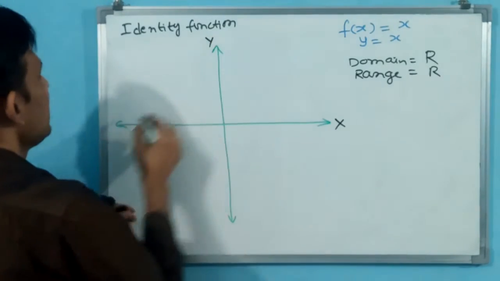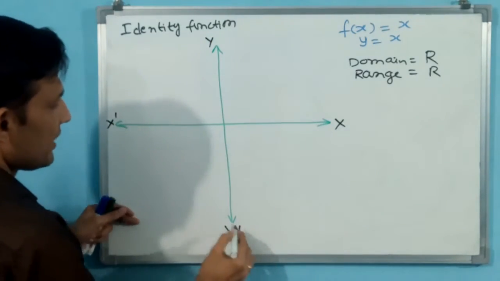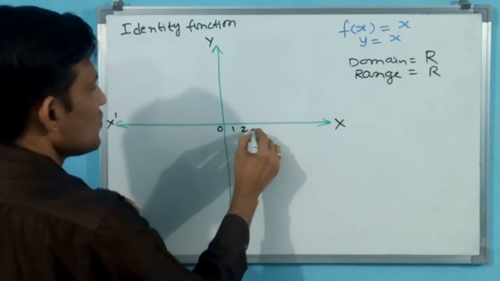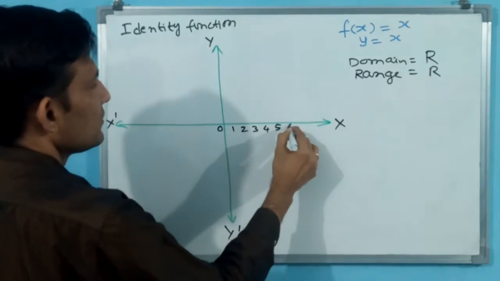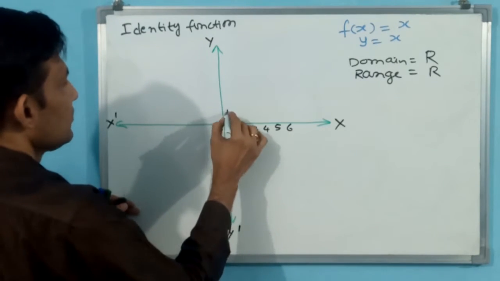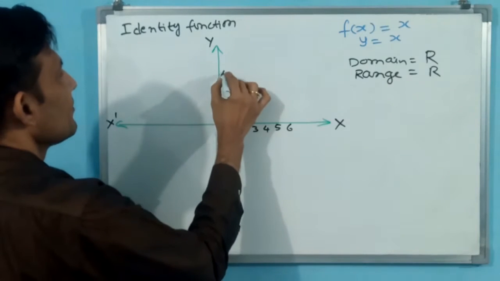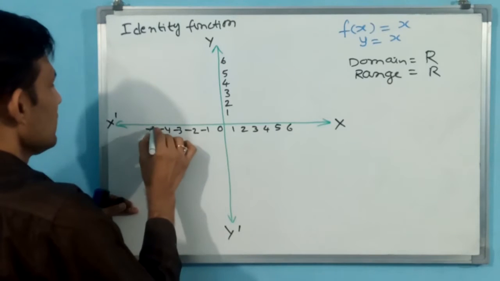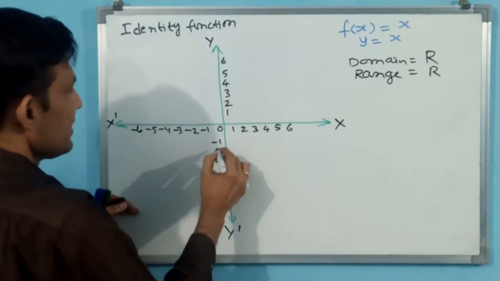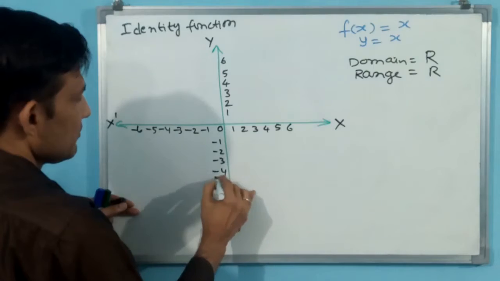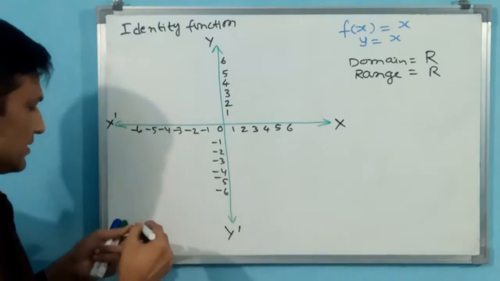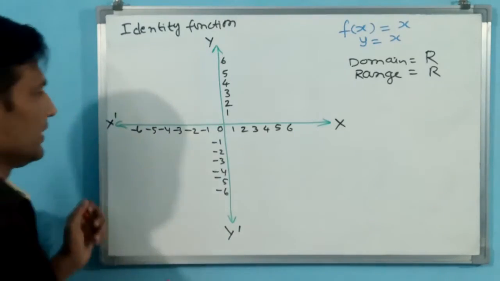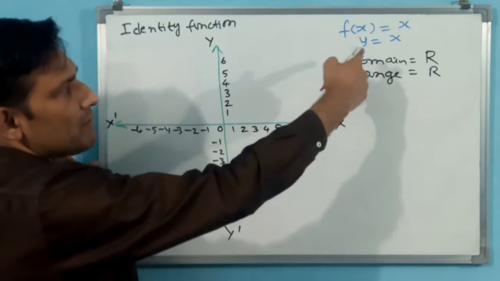X, y, x dash, y dash. Okay, then this is origin, 1, 2, 3, 4, 5, 6, and here also 1, 2, 3, 4, 5, 6, minus 1, minus 2, minus 3, minus 4, minus 5, minus 6, and minus 1 to minus 6 on the other axis. See, these numbers will go beyond. Okay.